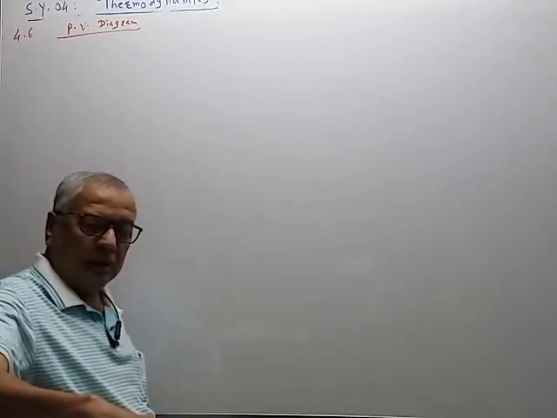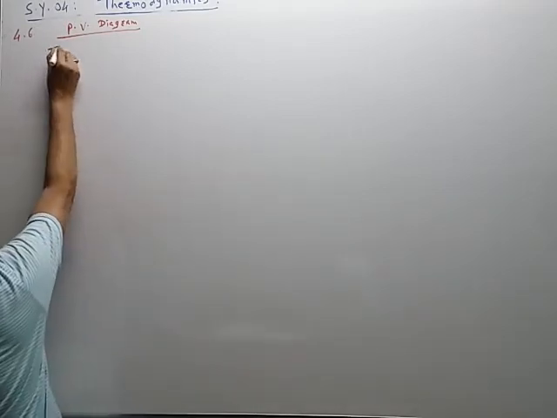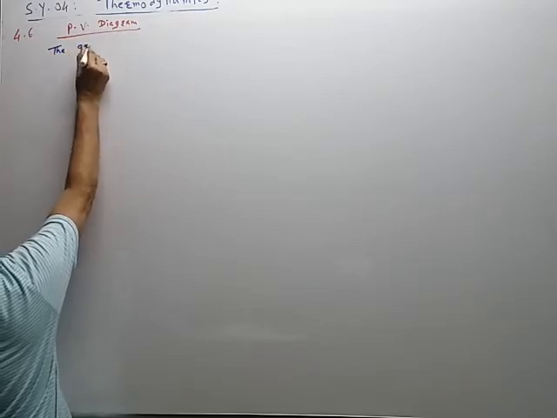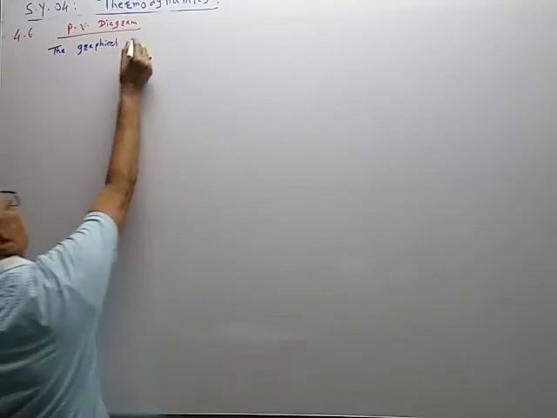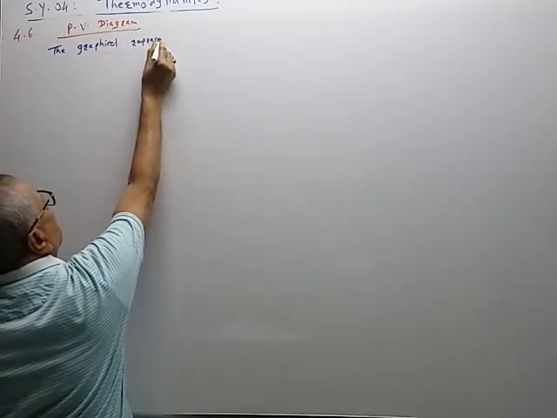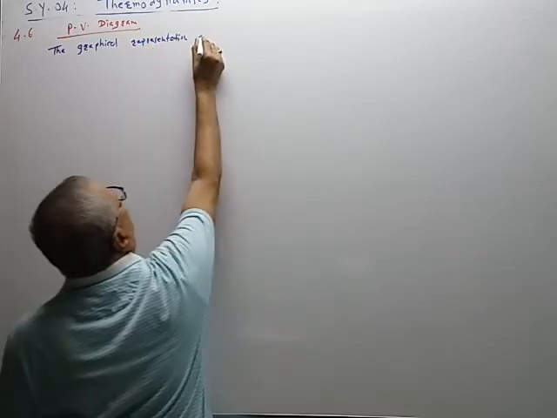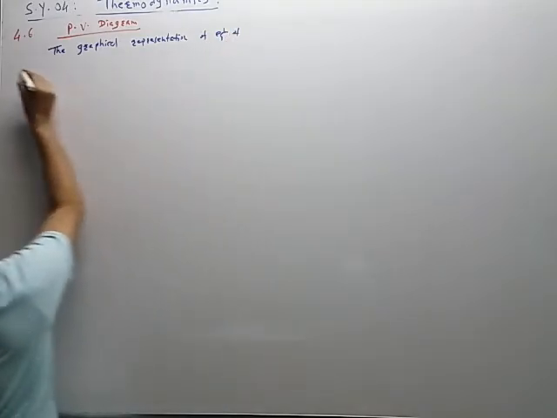So now we know the meaning of PV diagram. It is the graphical representation of equation of state.